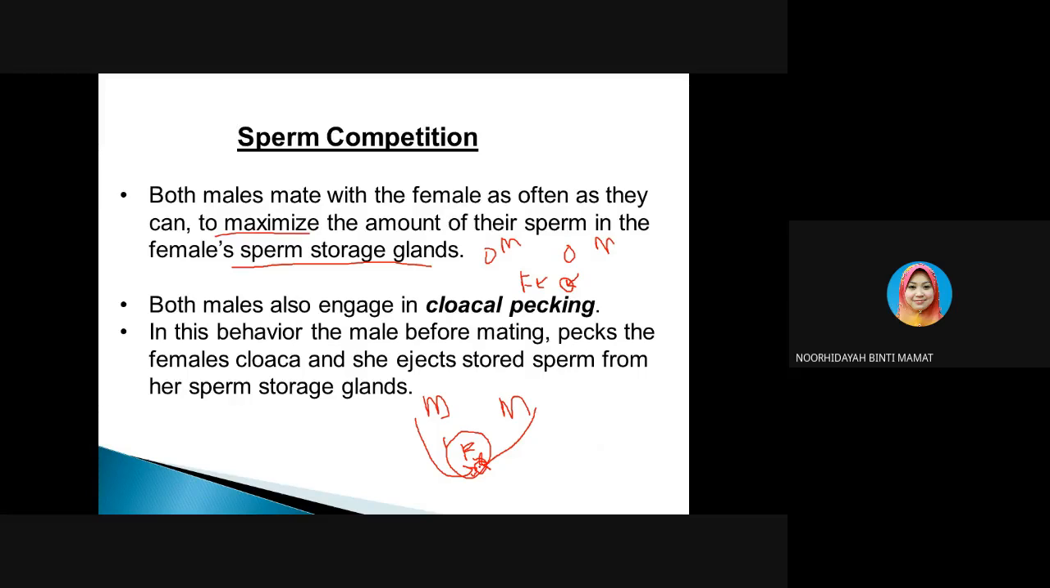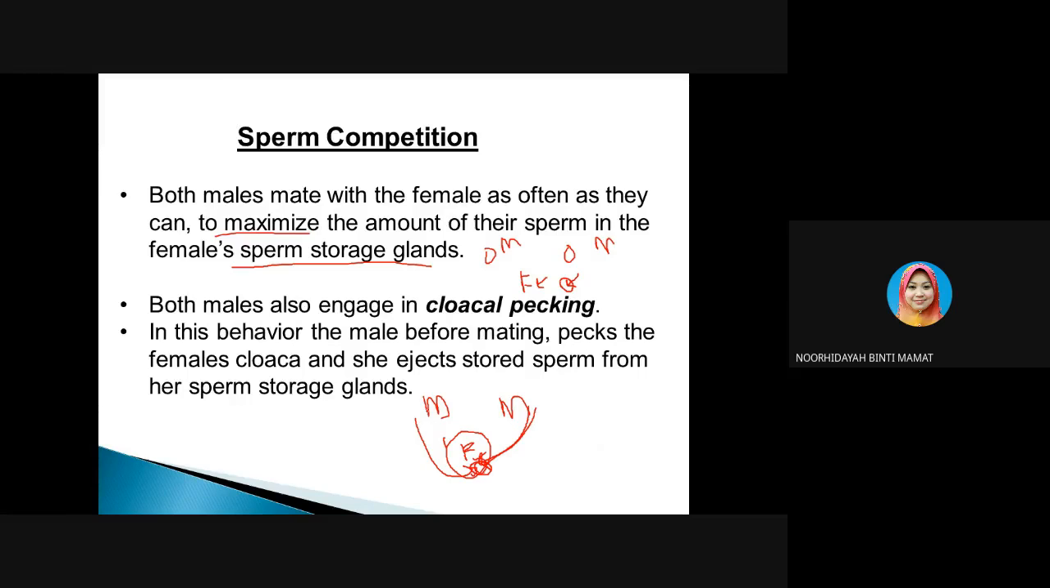Okay, they will peck the female's cloaca, and the female will eject the sperm from the first male out of the sperm storage. Then the second male's sperm will go into the sperm storage gland. So we are talking about these two males mating as much as they can, right?